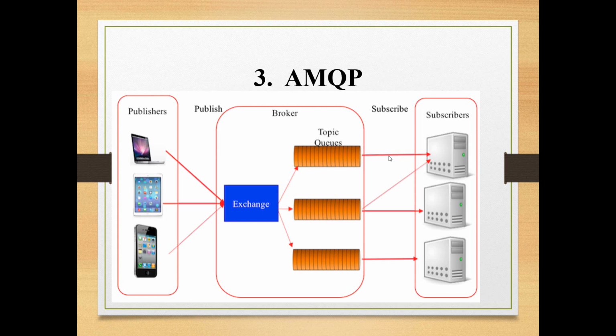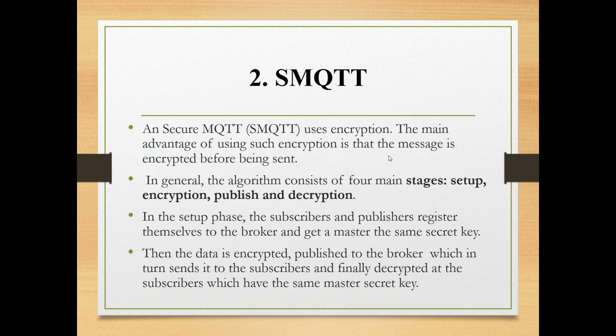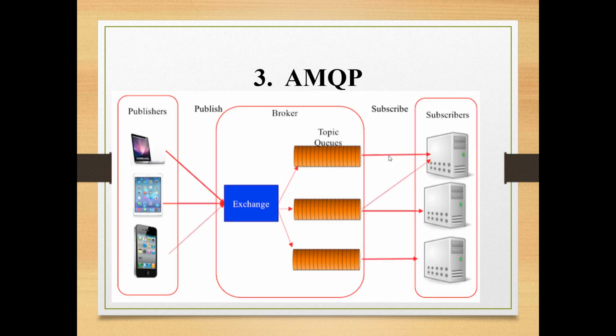So this is the architecture. We have publisher, this is the other architecture of advanced message queuing protocol. It uses publisher and subscriber as the MQTT. It has the broker, but it does add another part which we call exchange. So now let us try to see what the exchange does.